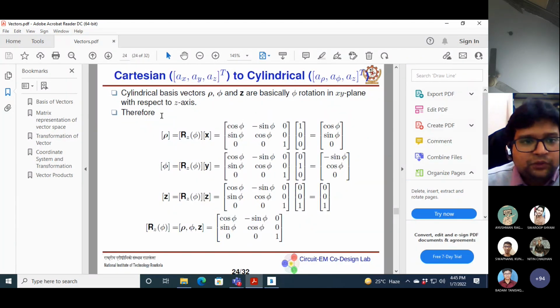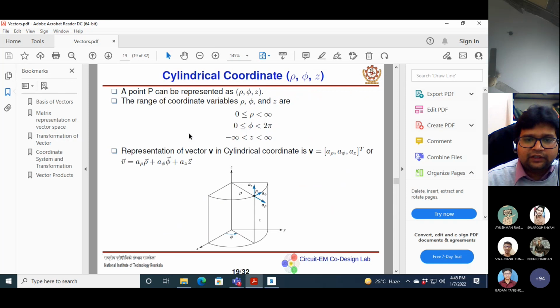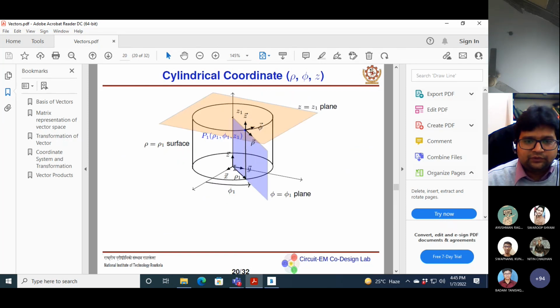Okay, so now we'll do Cartesian coordinate system to cylindrical coordinate system. Okay, so how to obtain that one? As I told you, the cylindrical coordinate system is nothing but the rotation of the Cartesian coordinate system. The vectors in the cylindrical coordinates are basically the rotation of the vectors in the Cartesian coordinates. Okay, so this is the coordinate transform. Basically you can say that this is a vector transform.